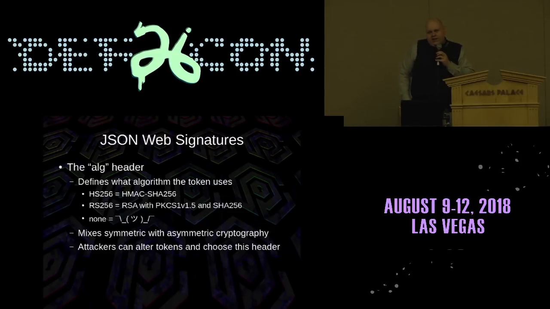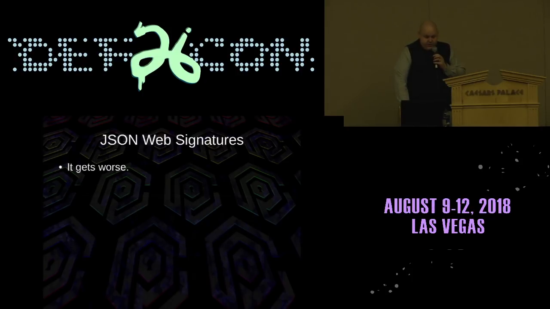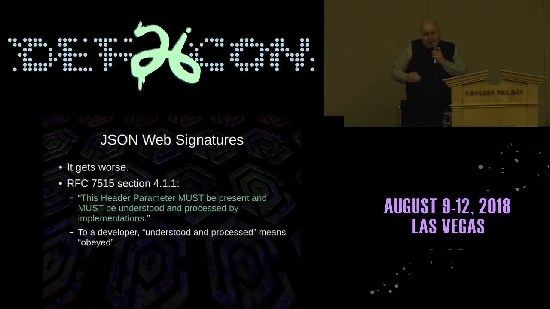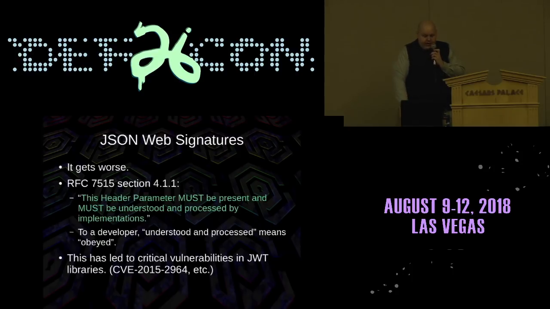Unfortunately, attackers are the ones who provide the tokens, which contain all this metadata, so they can choose the header. This sounds dangerous, and it is. It actually gets worse than that, because the RFC that defines JSON web tokens says the header parameter must be present and must be understood and processed by implementations. And if you've ever worked with software developers, you'll know that that means obeyed, right? They don't parse standards the same way that the people who write them do. They say, oh, it must be processed and understood. That means we have to adhere to whatever the token says. And this has led to vulnerabilities that we have probably all heard of before in JSON web token libraries.